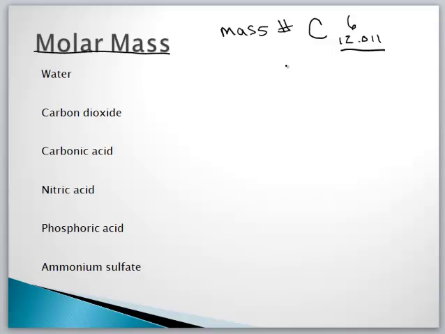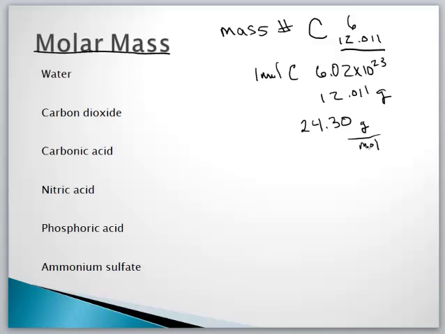So for example, if you had 1 mole of carbon, that would be 6.02 times 10 to the 23rd atoms of carbon. If you put that on a balance, it would weigh 12.011 grams. So if you look at, say, magnesium on the periodic table, its mass number is 24.30. The units for that are grams per mole. In other words, there's 24.3 grams of magnesium per mole of magnesium. That's going to allow us to convert between grams and moles.